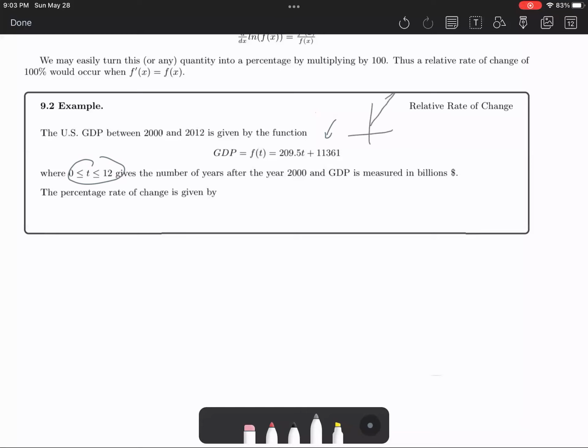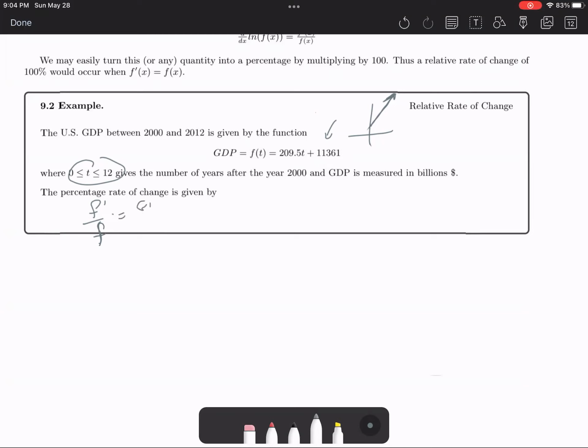So that's our GDP, increasing at a constant rate. Now we're asked to give the percentage rate of change. So anytime somebody wants a relative rate of change, you want to take your rate of change and relate it to, not f prime, that would just be 1, but the size of the function itself, right? So we're looking for the derivative divided by the function.